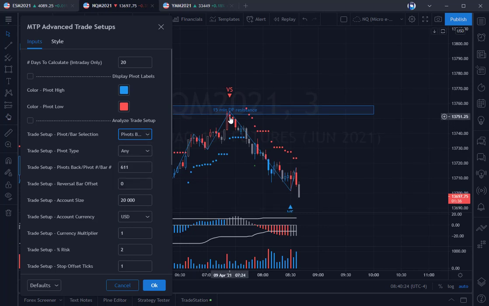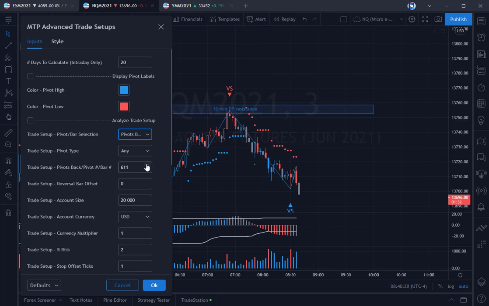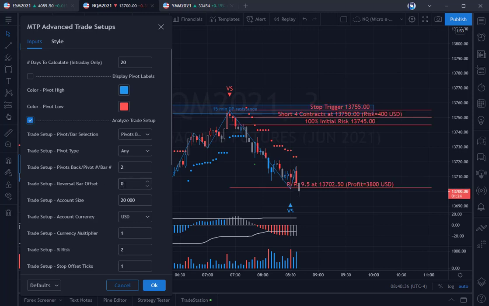But because obviously this has happened a little while ago, I have to use pivots back, and it's -1, -2 pivots back. So 2 pivots back, we can analyze the trade setup. There's no bar offset because it's the very bar of the reversal where that MTPredictor red cell bar came in.